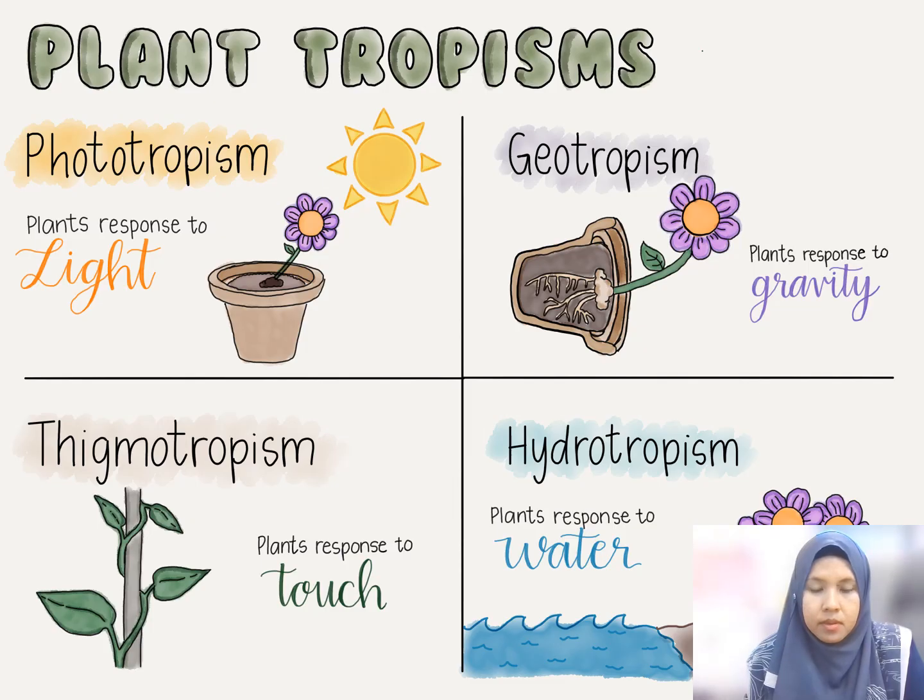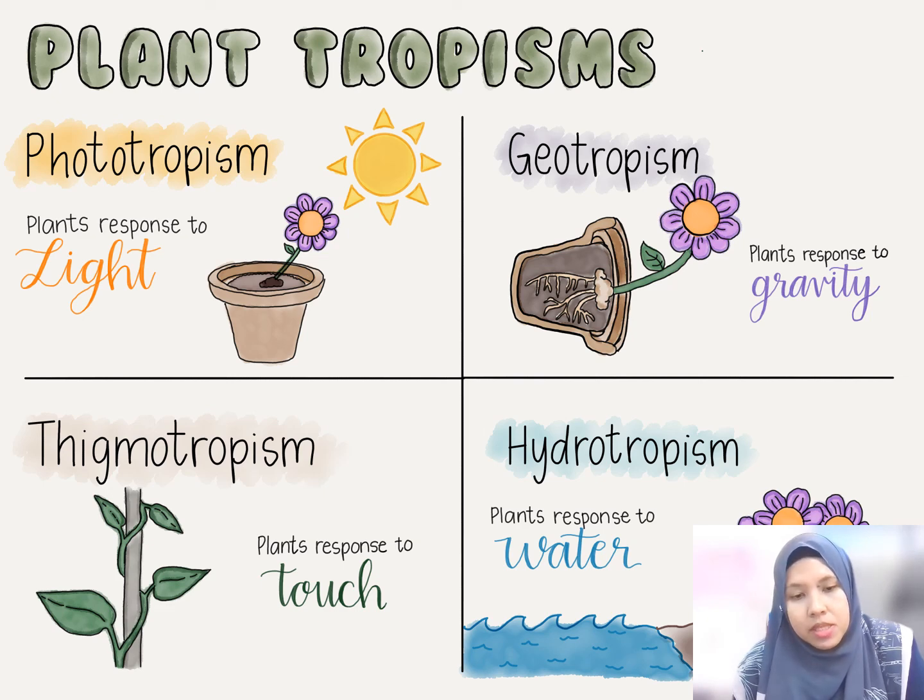So this is the summary for part 2 on tropism. There are a few types of tropism, and these are the four main types, although there are several other tropisms that we have covered just now. Phototropism: photo means light, so it is the plant's response to light. Geotropism means earth or gravity, so it is the plant's response to gravity.